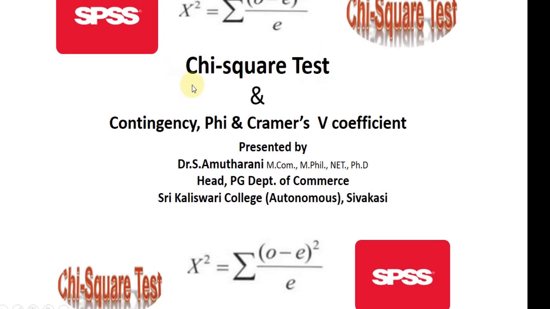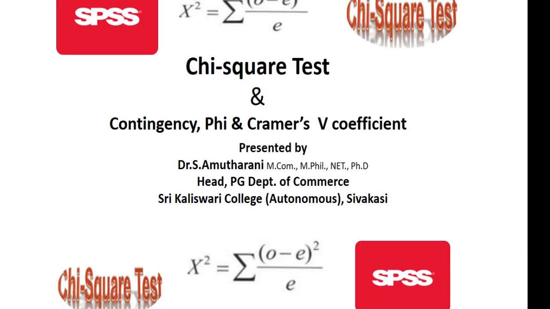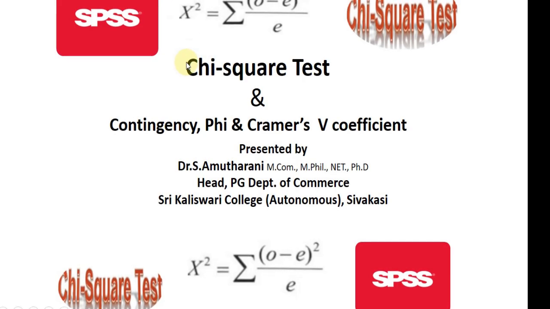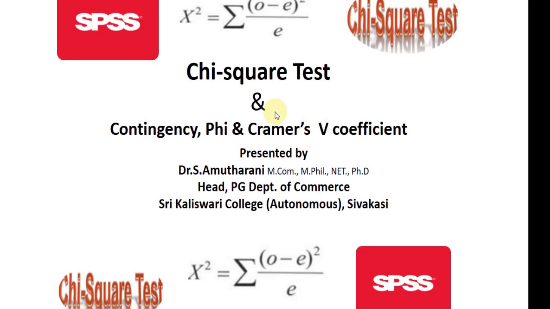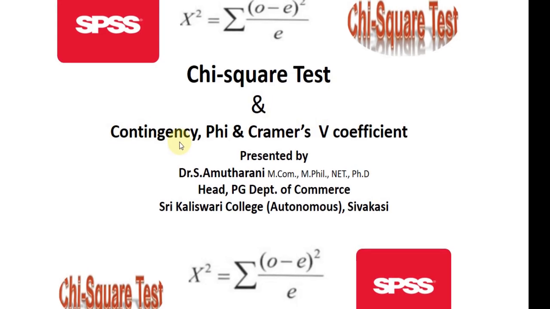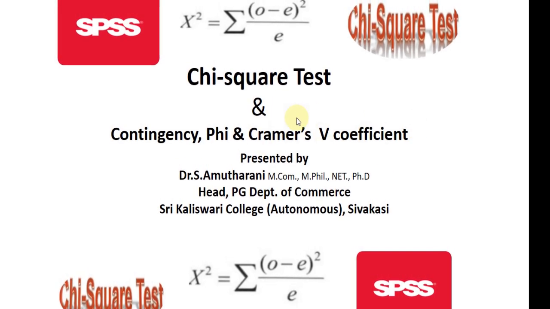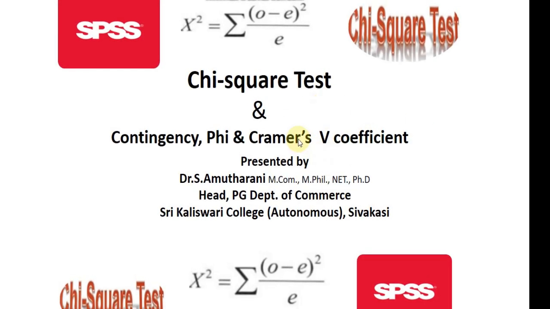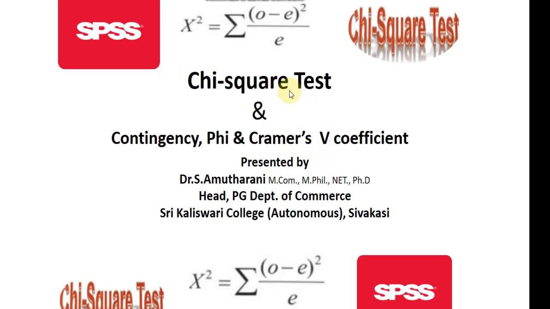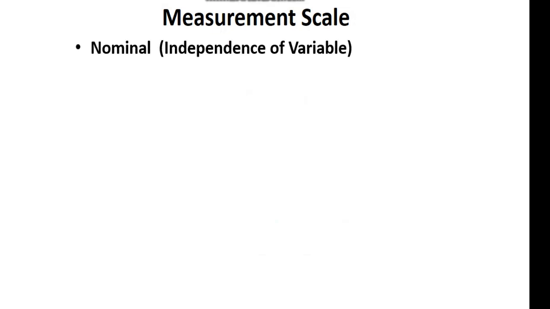Through this video, you are going to learn about one of the important statistical tools used by the researcher, that is the chi-square test. In addition to the chi-square test, we can use the contingency, phi, and Cramer's V coefficients to test the level of association we get from the chi-square test. Let us see one by one.